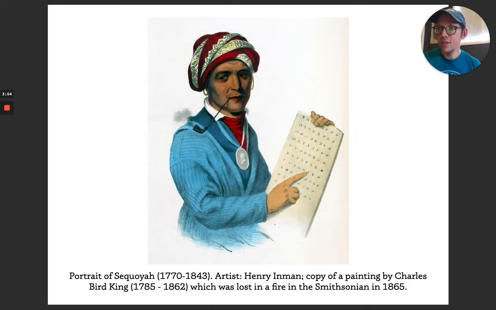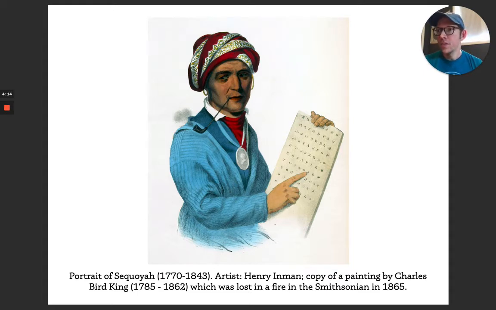So speaking of the syllabary, this is Sequoyah. He's the inventor of the Cherokee Syllabary. There's a little bit of a misconception that he was a chief or someone of importance in the tribe. You'll hear that often, but he was actually a blacksmith, a silversmith, an artist, and a statesman.